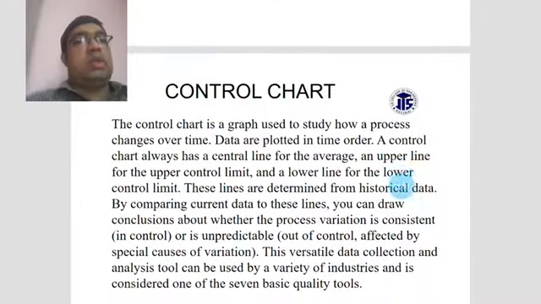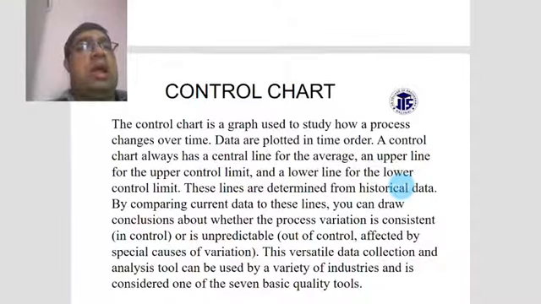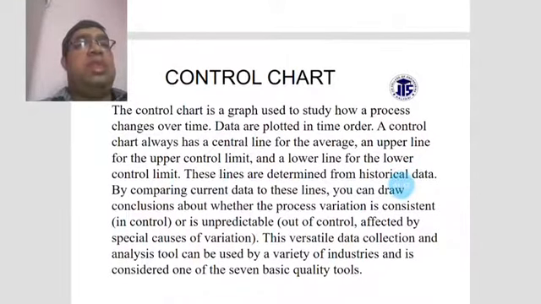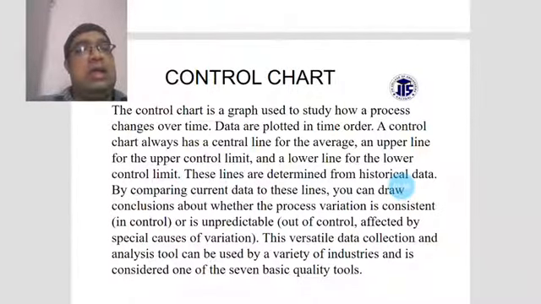A control chart always has a central line for the average, an upper line for the upper control limit, and a lower line for the lower control limit. These lines are determined from historical data.